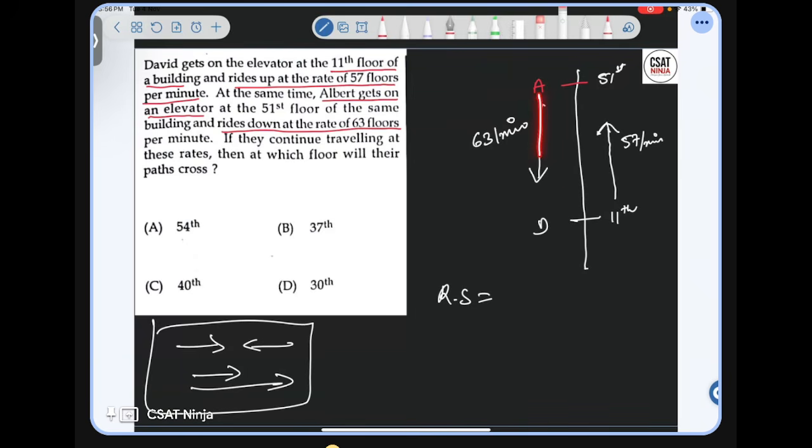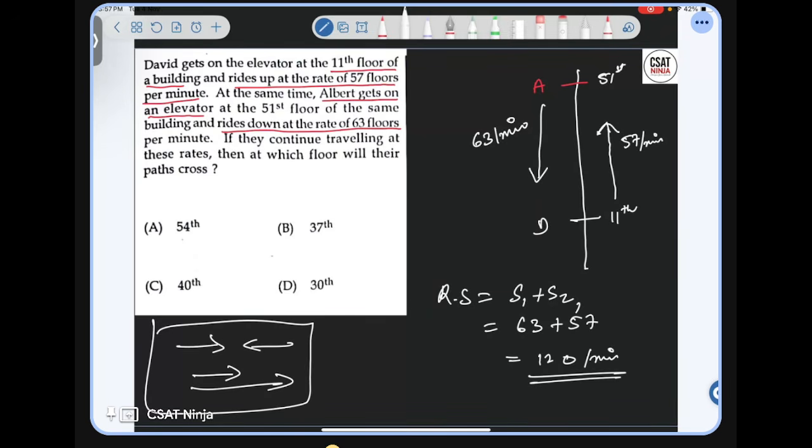Why? Because Albert is traveling down and David is traveling up. That means one is traveling up and the other one is traveling down. They are traveling in the opposite direction, which means the formula will be speed 1 plus speed 2. That is the relative speed formula if they are traveling in the opposite direction. Okay, so 63 plus 57, which is equal to 7 plus 3 is 10, 1 in hand, 120. So 120 floors per minute is their relative speed.